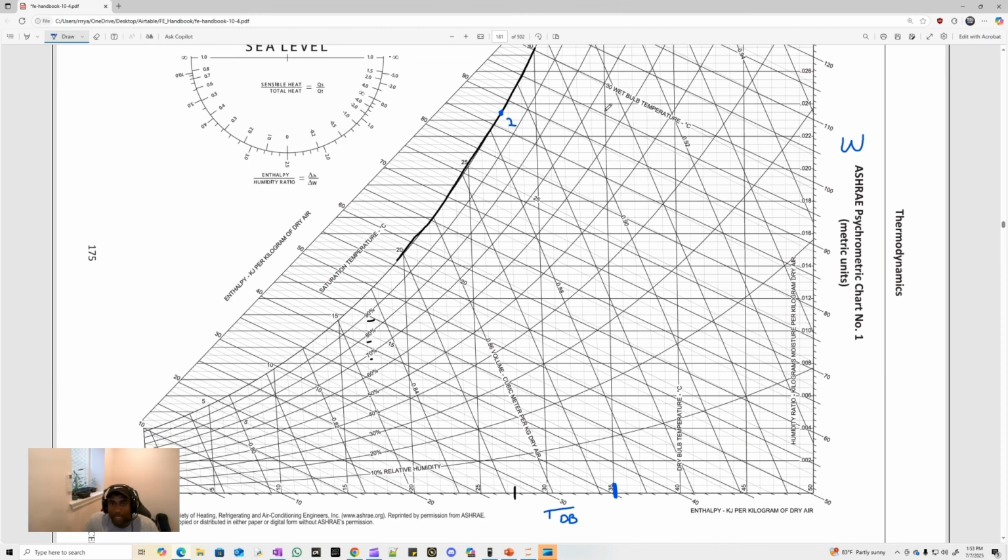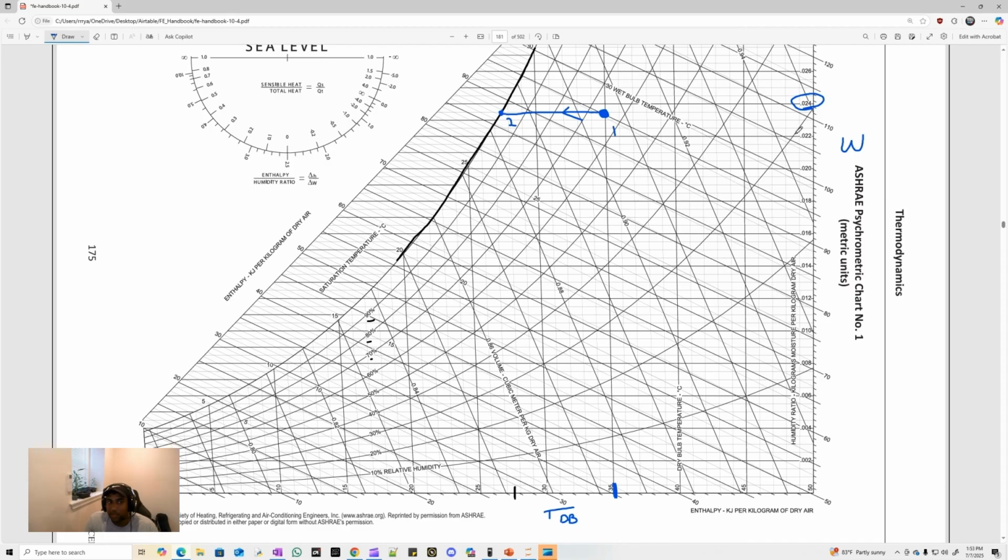So if we go up at the intersection of the omega as well as the 35 degrees C, we see that state point 1 could be fixed right here. State point 1 here, and we travel from state point 1 to state point 2 in a constant omega process. So you can see that the omega at state point 1 is pretty close to 0.024.